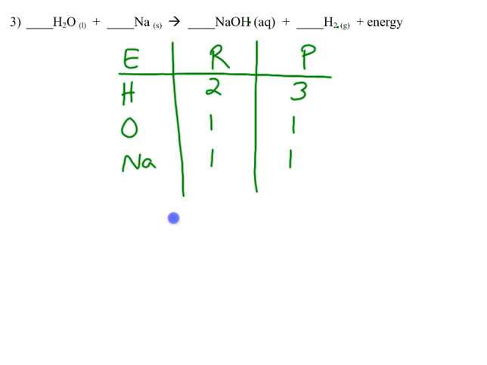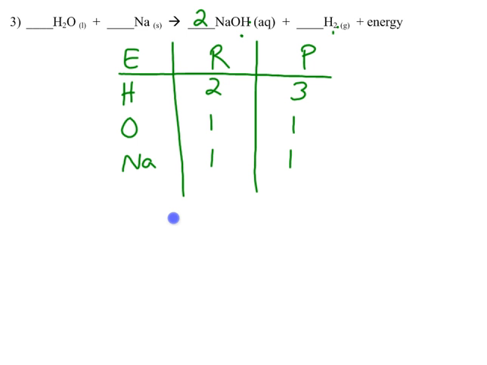Then we could adjust the coefficient in front of the water molecule because it's an already even number, so that would be easier to fix. So focusing on the product side, how can we make the number of hydrogens be an even number? Well, we've got 2 in front of the hydrogen right here, but 1 here. So if we adjust this coefficient in front of the NaOH, let's make it a 2. Let's see what happens when we do this.